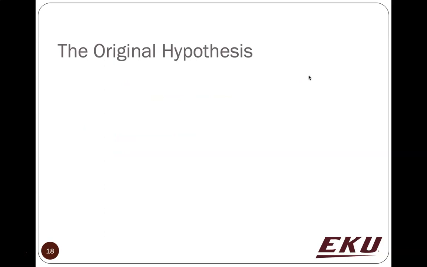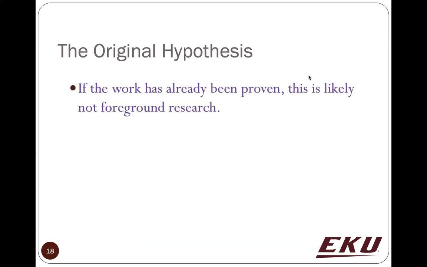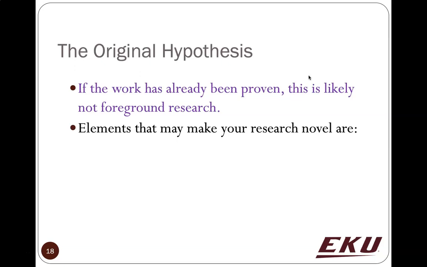Now, the hypothesis also should be original in nature, meaning that if the work has already been proven, then that's background research, and that would not qualify as an original hypothesis. In this case, the research that's going to be done is going to be research that will make your research be considered foreground research or novel research. So how might your data be collected to address novel research questions and a novel research hypothesis?